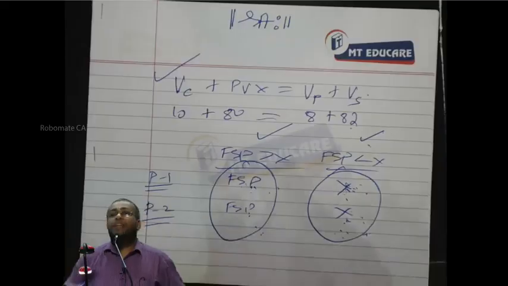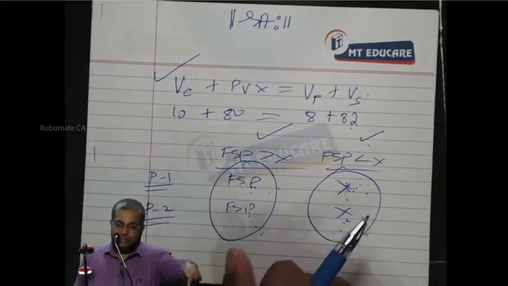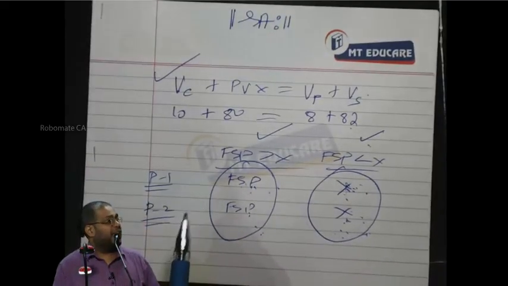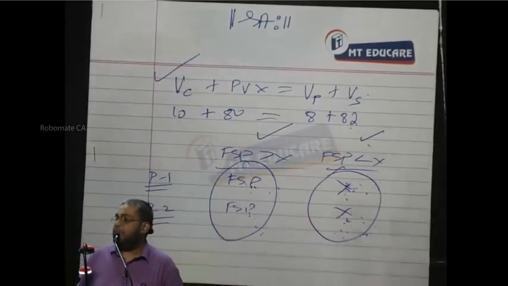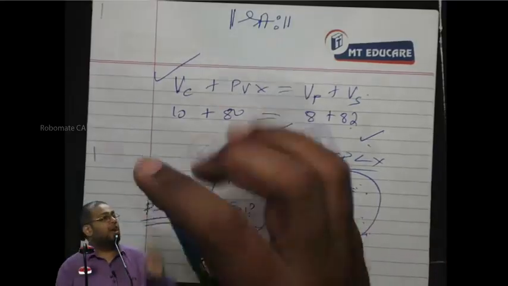Yes or no? What is the value of portfolio 1 today? VC plus PV of X. What is the value of portfolio 2 today? VP plus VS. That means what? VC plus PV of X should be equal to what? VC plus VS. Put call parity is proved.